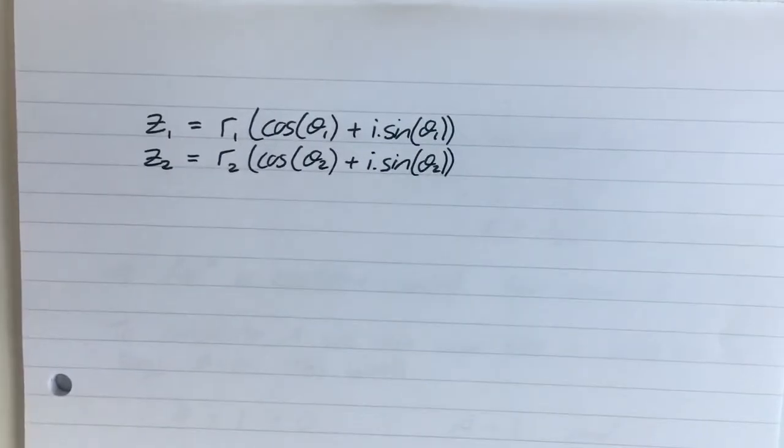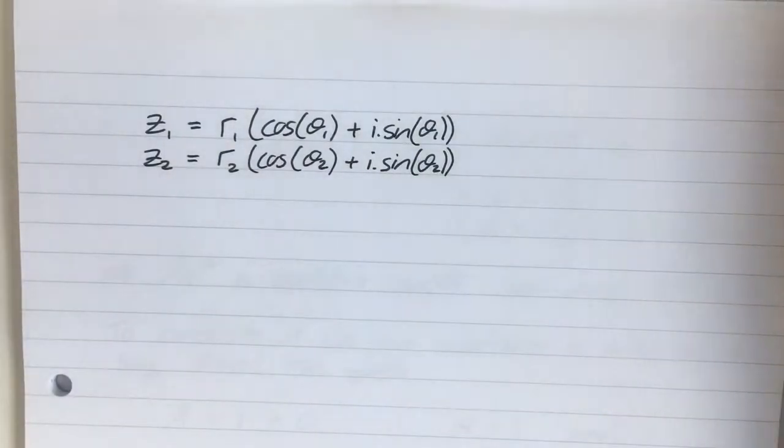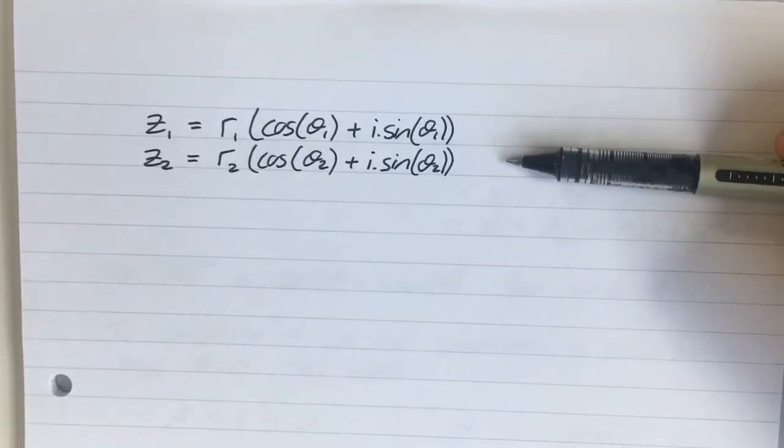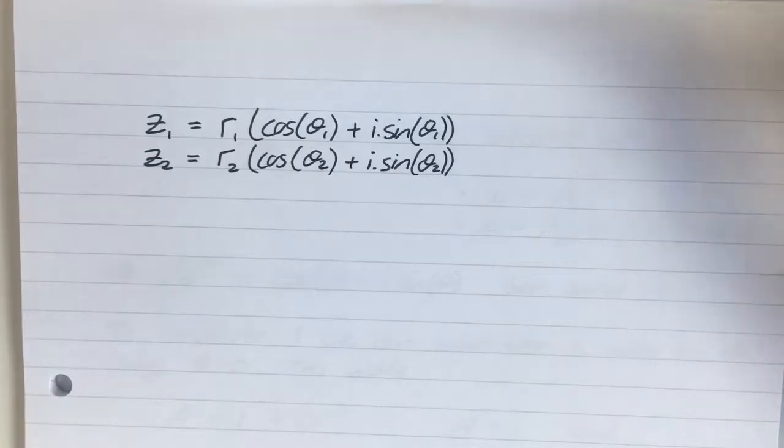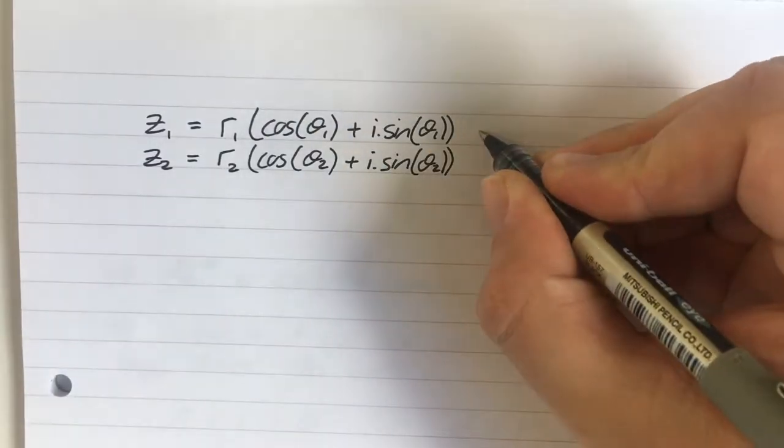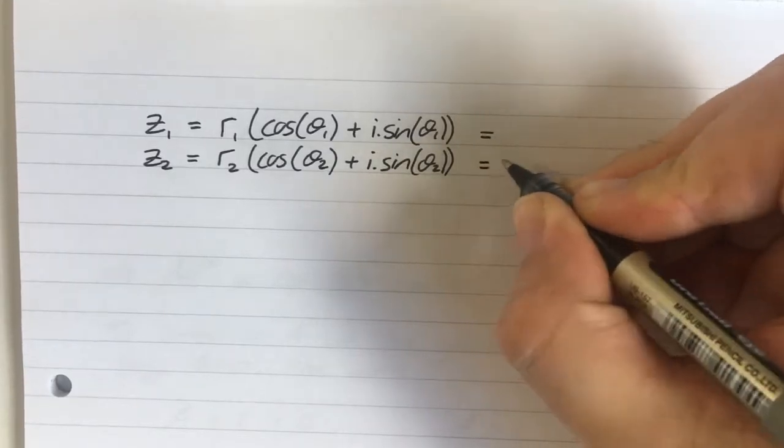Okay, we can use the complex exponential to multiply and divide complex numbers together. So here I've got two complex numbers, and I've written them in modulus argument form. If you've got two complex numbers in Cartesian form, you can convert them into modulus argument form. You know how to do that.